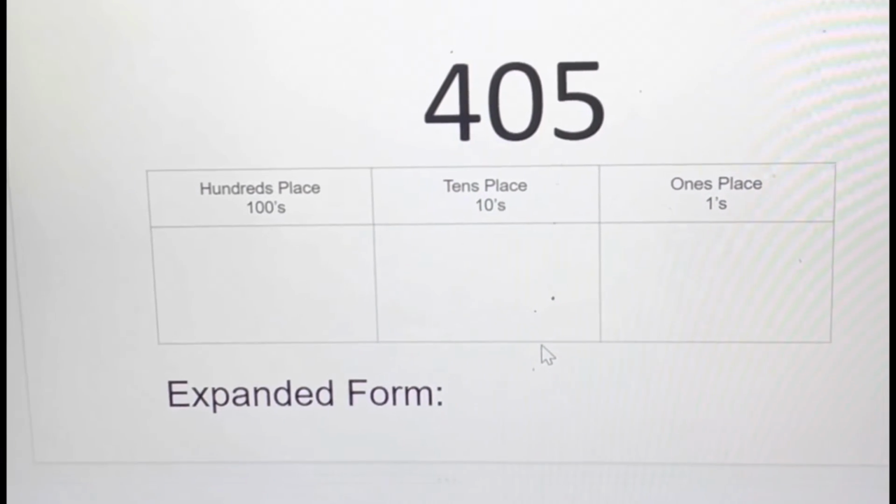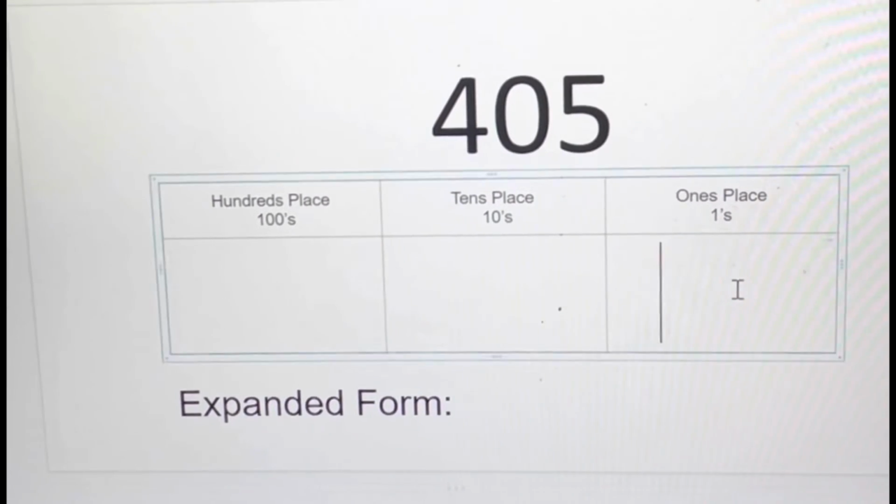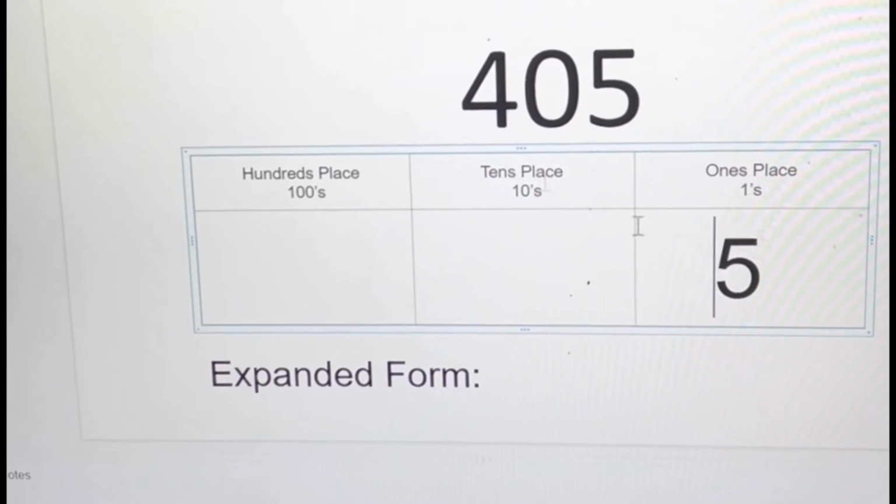All right, so the next number is 405. I'm gonna start off by identifying the ones place. So I'm gonna look at the digit all the way to the right. So the digit all the way to the right is 5. So in 405, we have 5 ones. There's a 5 in the ones place.